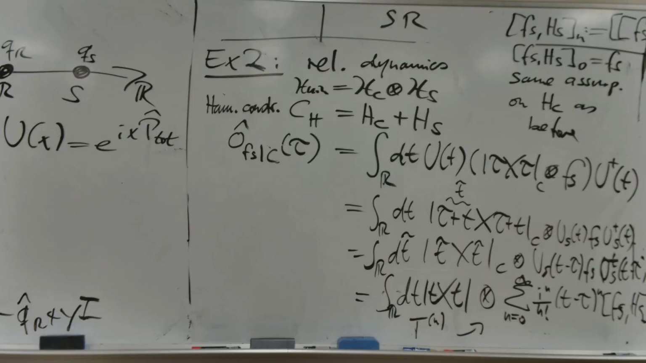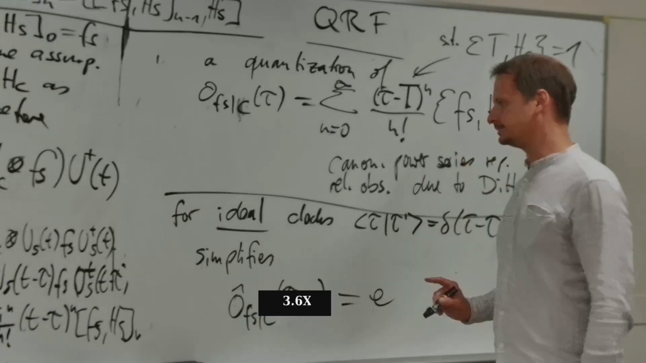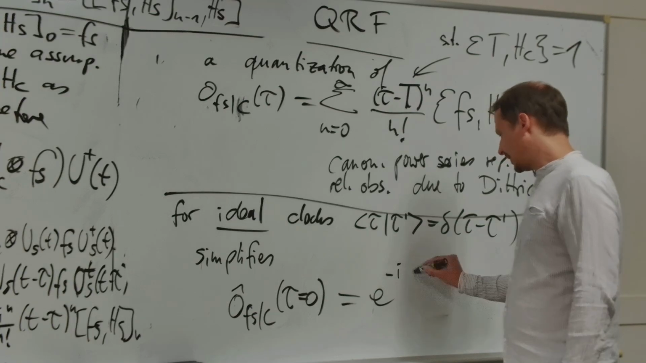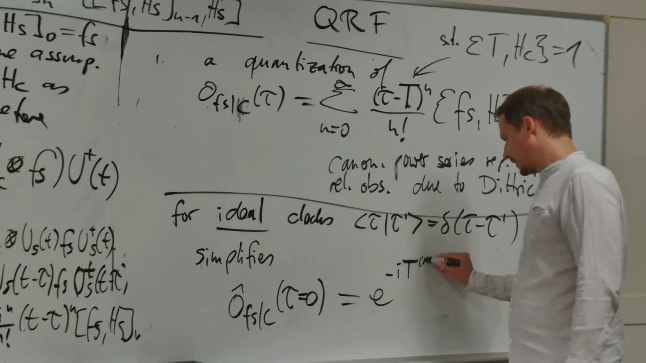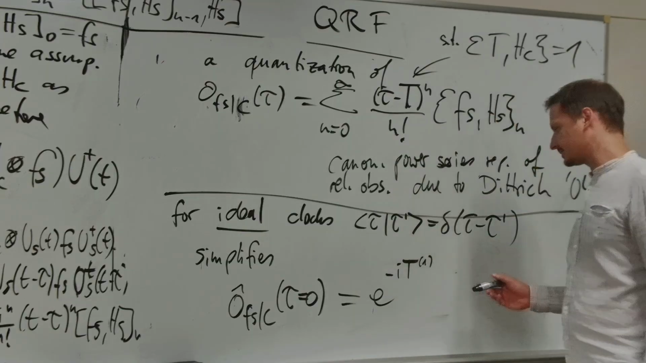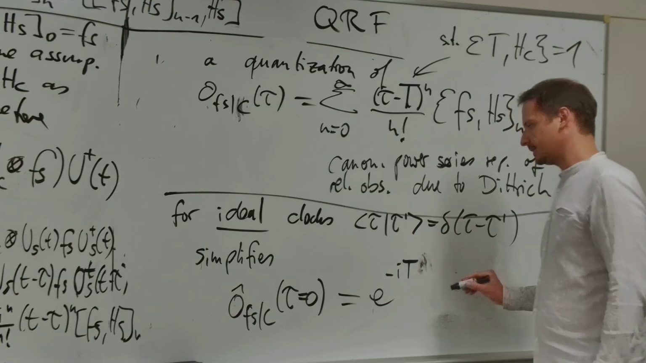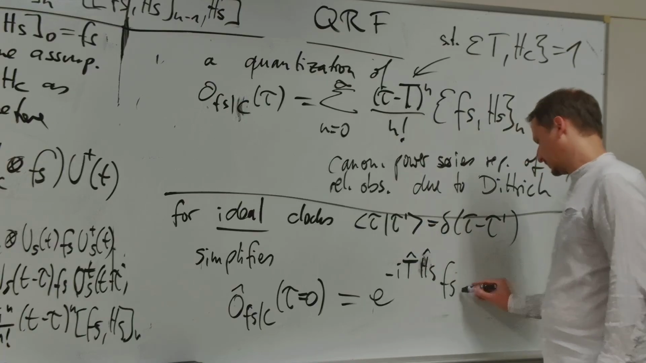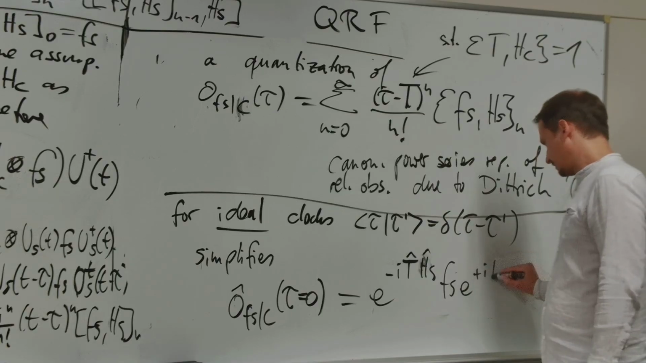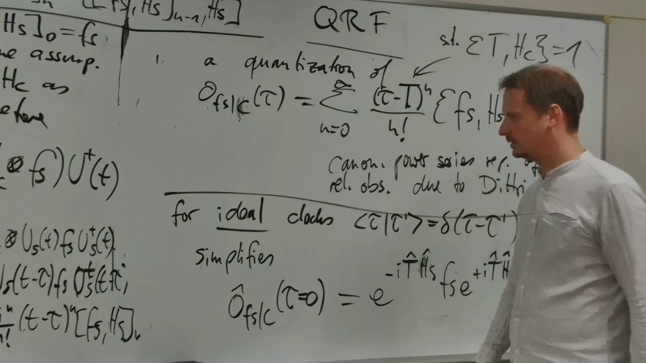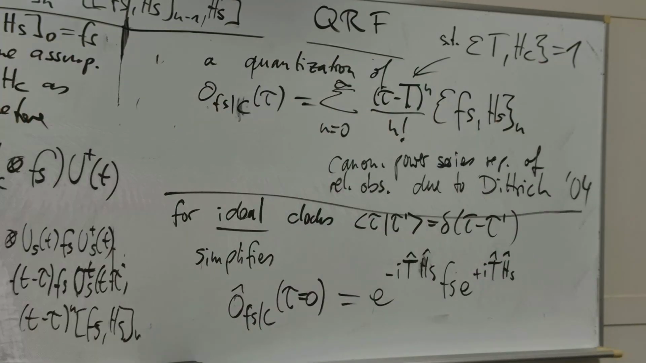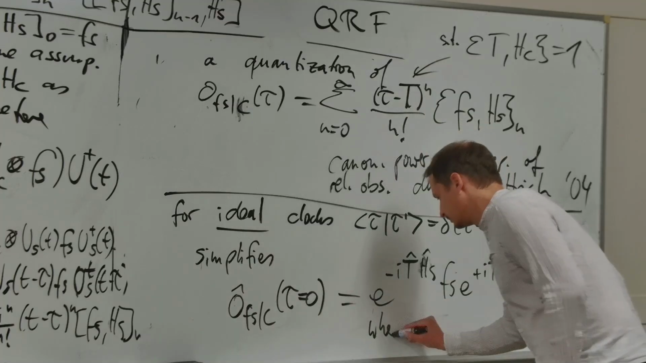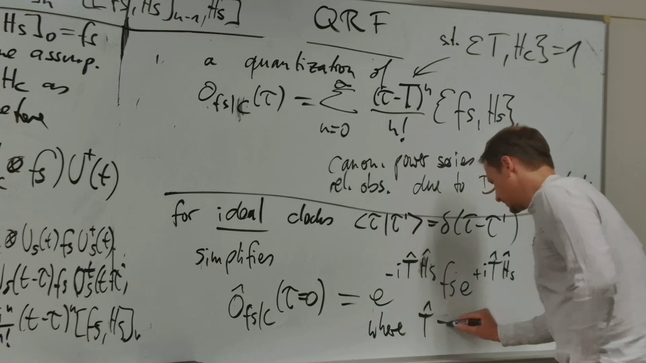In this sense, I will get e to the minus I t. I write t1 because it's the first moment, but let me just write t, and then I have hs, fs, e to the plus I hat hs, where t hat is t1.